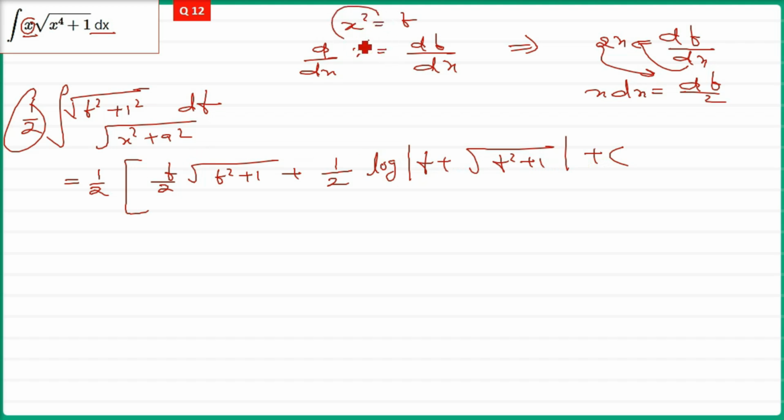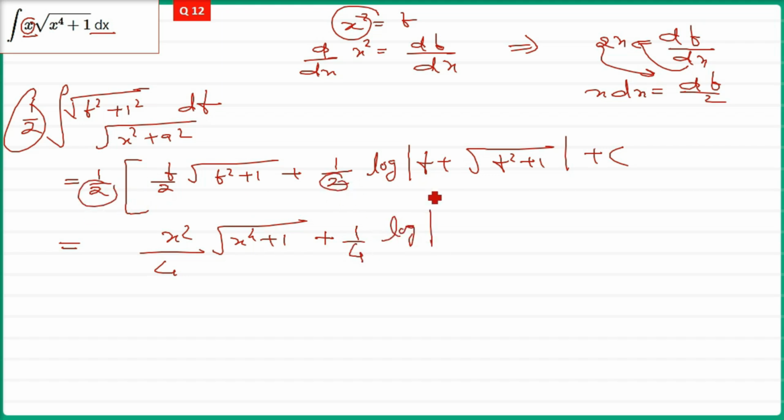Now wherever you get t, just replace it or substitute it by x square. So x square by 2 here, multiplied with outside half, it will be 4. So x raised to 4 plus 1, because t square is x to the power 4. Again multiplied by half outside, so half into half will be 1 by 4. This will be log x square plus under root x raised to 4 plus 1, plus a constant of integration. So this is your integration of x under root x raised to 4 plus 1.